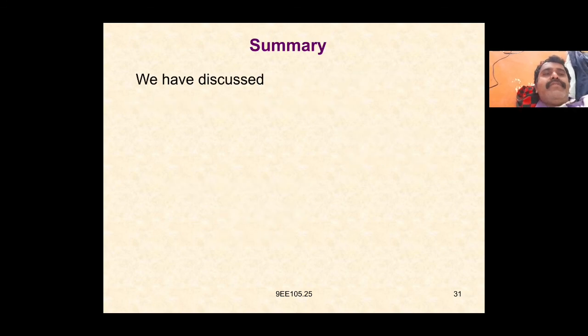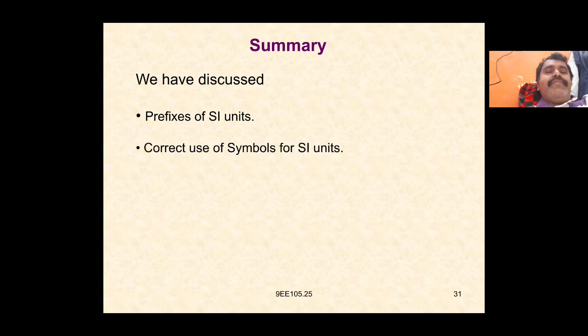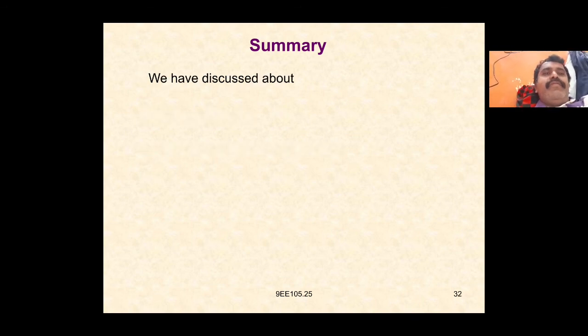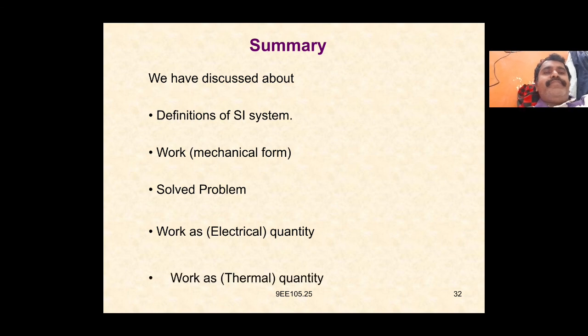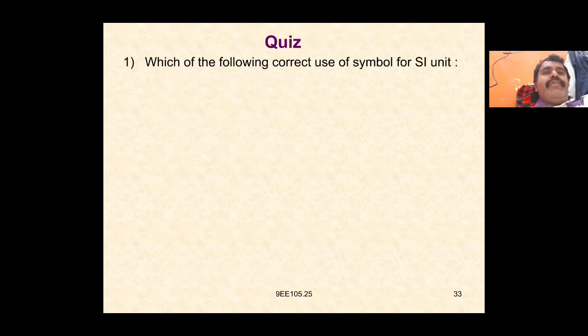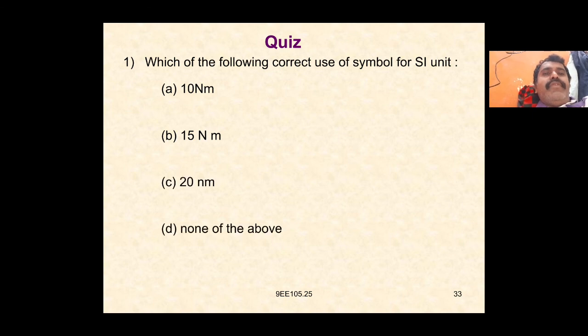So we have discussed prefix of SI units, correct use of symbols for SI units. We have discussed definitions of SI unit, work in mechanical form, solving problems, work as electrical quantity, work as thermal quantity. So which of the following is the correct use of a symbol for SI unit? 10 Newton meter, 15 Newton meter, 20 Newton meter, none of the above. It is 15 Newton meters.